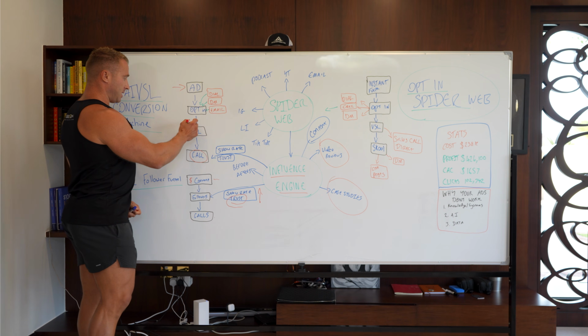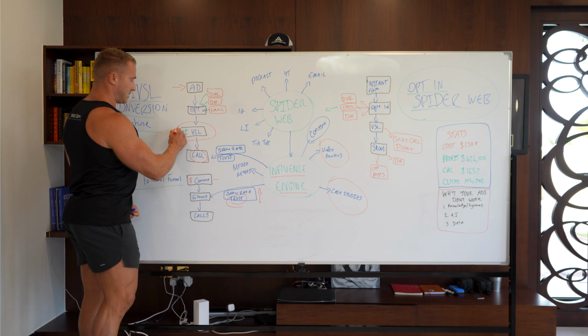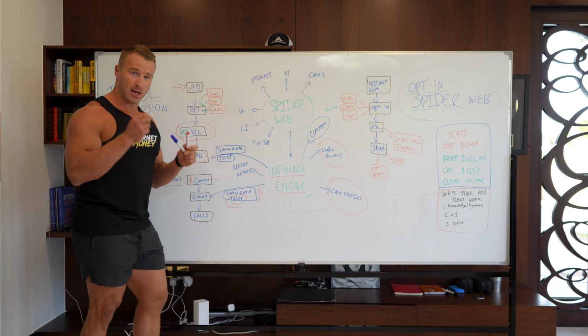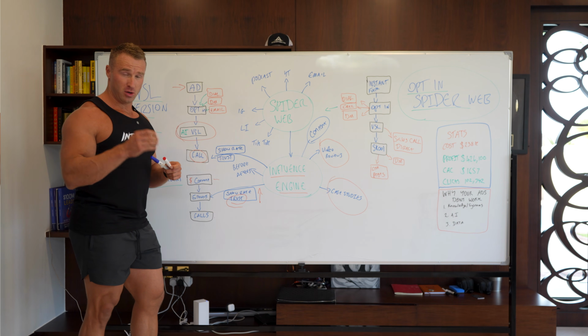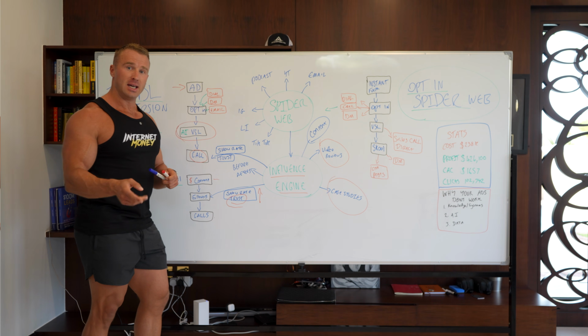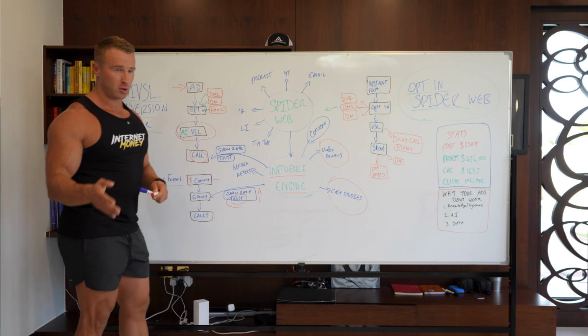So once the lead's opted in, we then pull them through to the AI VSL. Now, what is an AI VSL? This is essentially a machine that is going to sell for you 24/7. It's constantly going to churn leads into warm prospects who then come onto calls.